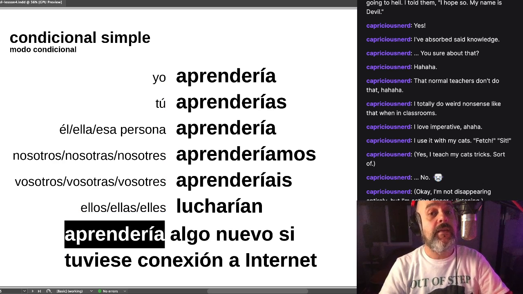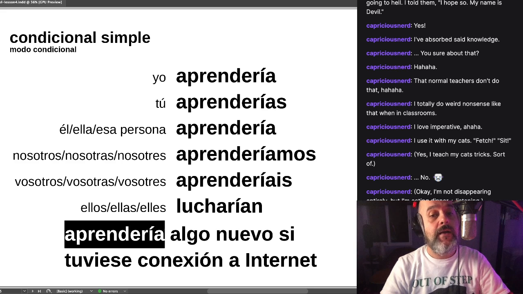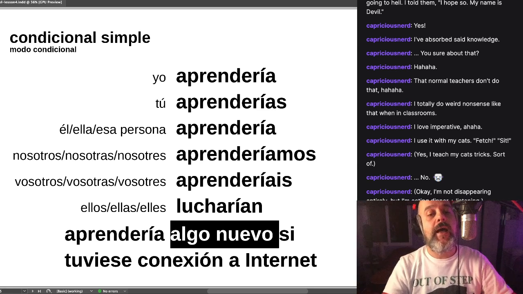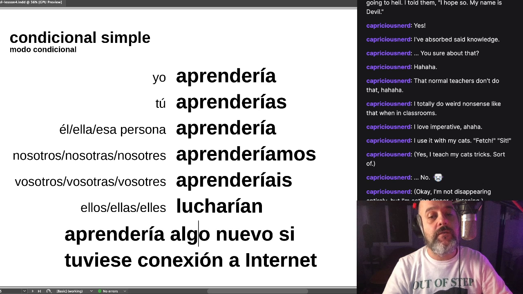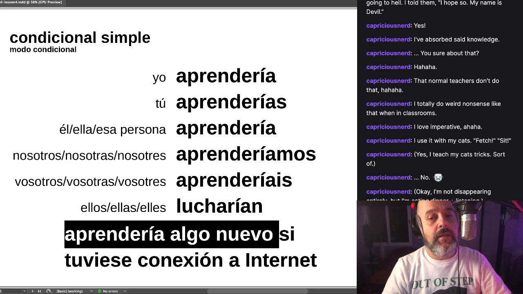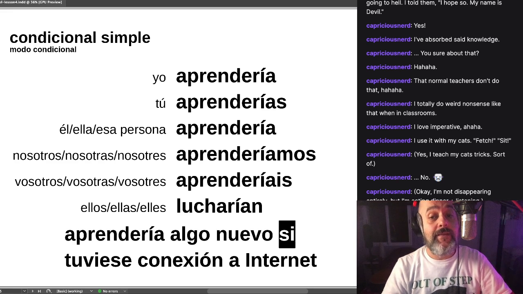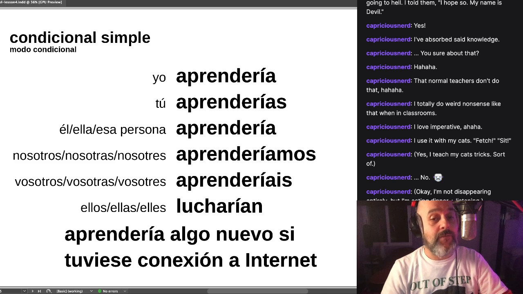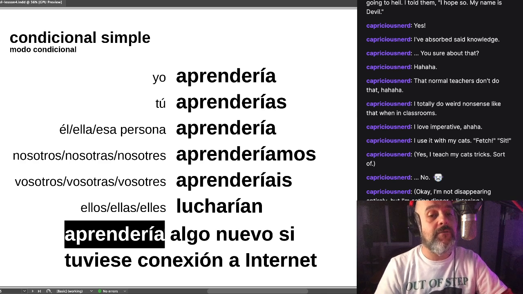Aprendería, again, we're on the conditional. Aprendería algo nuevo, something new, let's say direct object, the thing that we're analyzing in a sentence, right? What I would learn. Aprendería algo nuevo, I would learn something new. Algo means something, nuevo means new. So aprendería algo nuevo, I would learn something new if, sí. This is the if component that makes this verb in the beginning conditional. That necessitates the conditional tense on this verb over here.